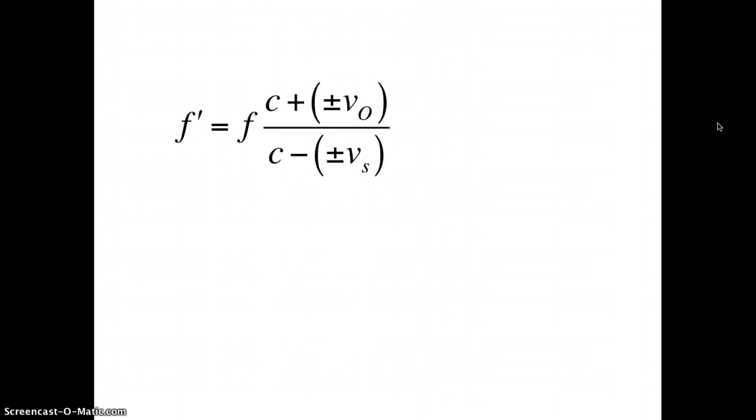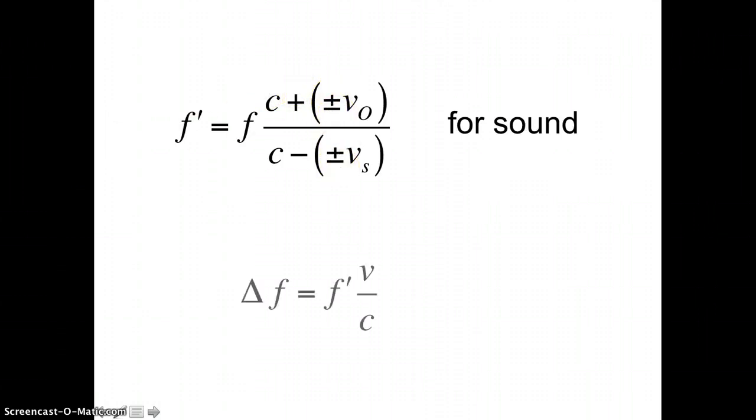Here's the equation we learned for the Doppler shift when dealing with sound. C is the speed of sound waves. This is the speed of the observer. This is the speed of the source, which makes the sound. This is the original unshifted frequency, which is emitted. This is the shifted frequency, which is observed. We use positive values whenever there is approach, negative values whenever there is recession.